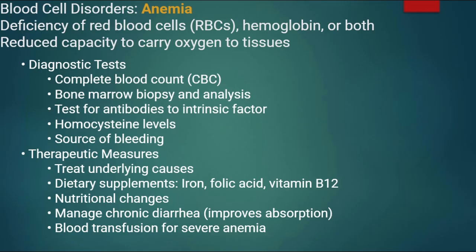Therapeutic measures always begin with addressing the underlying cause. For example, replacing iron in iron deficiency anemia, vitamin B12 injections in pernicious anemia, or treating chronic disease processes. Dietary supplements and nutritional changes may be recommended to correct deficiencies. For patients with chronic diarrhea, it is important to control the diarrhea because it prevents absorption of key nutrients like iron and vitamins. In severe anemia, when the patient is symptomatic or hemoglobin is dangerously low, a blood transfusion may be necessary to restore oxygen carrying capacity quickly.